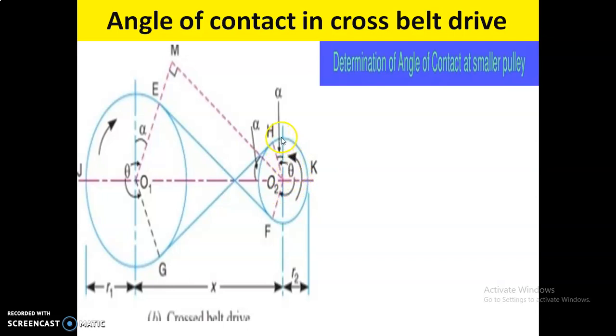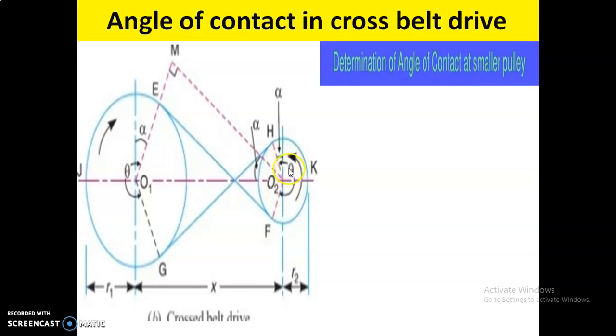See here, from the blue color line to blue color line, straight line, it is 180 degrees. From the pink color line to blue color line, it is alpha. From the pink color line to blue color line, it is also alpha. So here alpha, here also alpha, so it is totally 2 alpha. The angle between point H and F, this angle is theta. This theta is called angle of contact in cross belt drive.